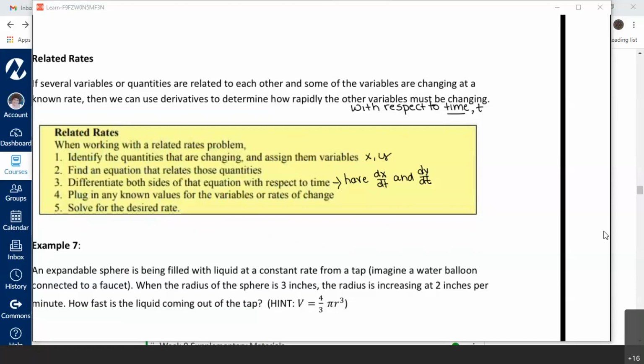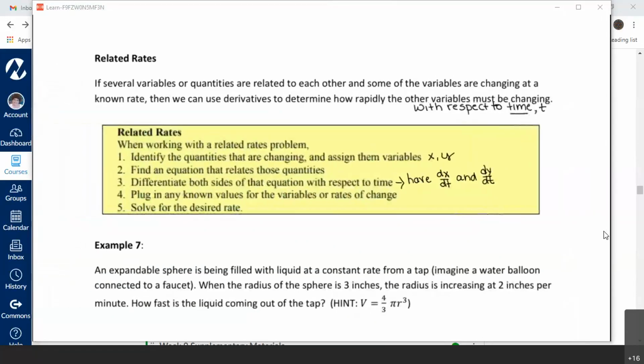There's a whole bunch of related rates problems in this section, so I'm going to pick and choose a couple so you can see how they work. I promise when I upload the notes, I'll have all of the problems worked out so you can see all of the different flavors. So let's start with this one.